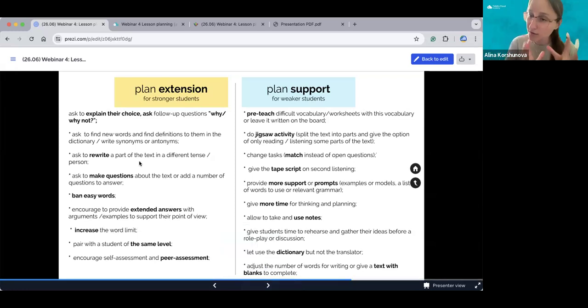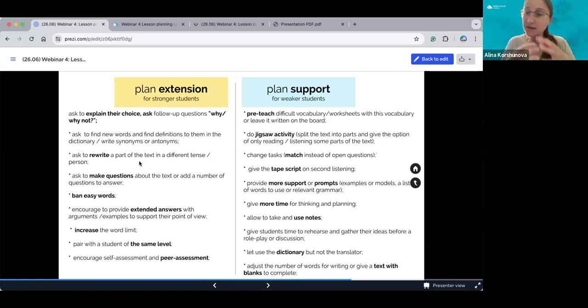So you will have to think and plan what extra challenge you would give to your stronger students, if you have such students. And at the same time, while planning a lesson, if you know that you have weaker students, you would need to plan how you would support them. For example, you might plan pre-teaching of more vocabulary to them. Like for all the class, you might pre-teach one set of words, but for them, you would give an extra worksheet with more words, or you would allow them to use dictionaries.